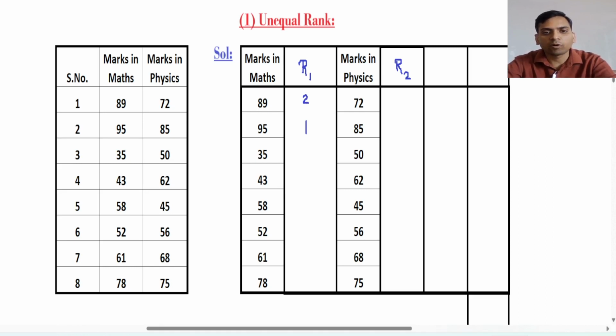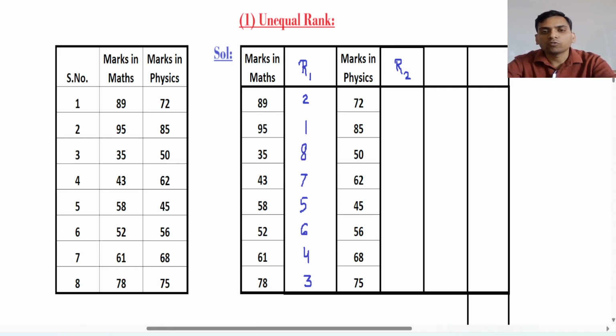And third rank for this 78. In this sequence, the next highest number is 61, so rank is 4. The next highest is 58, so this is 5. And next is 52, so rank is 6. And next number is 47, so rank is 7. Next number is 43, so rank is 8.